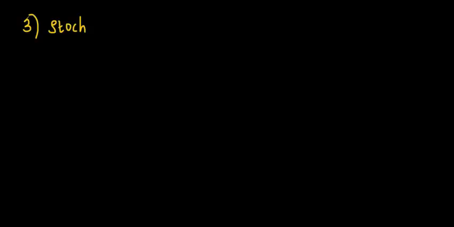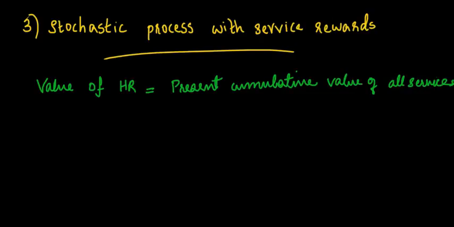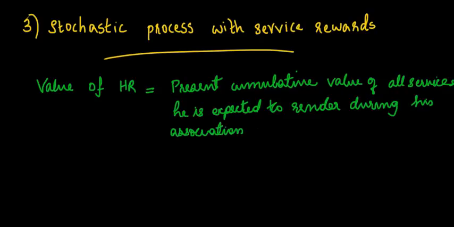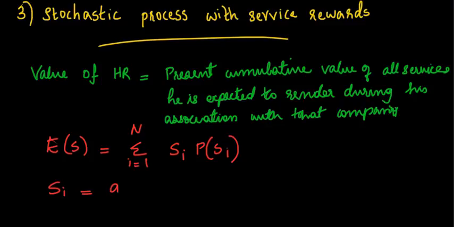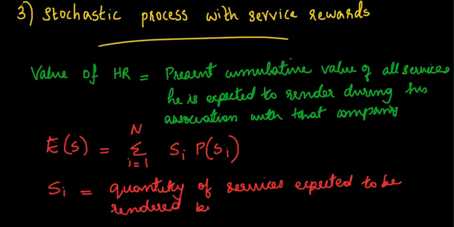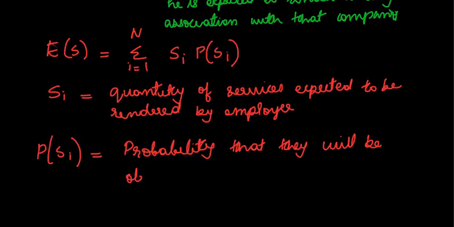The next model in economic models of valuing HR is known as stochastic process with service rewards. As per this method, the present cumulative value of all the possible services that may be rendered by an employee during his or her association with the organization is the value of that individual. This is calculated using the formula E(S) = sigma i=1 to n Si × P(Si), where Si represents the quantity of services expected to be rendered by the employee in each of his roles, and P(Si) is the probability that they will be obtained.